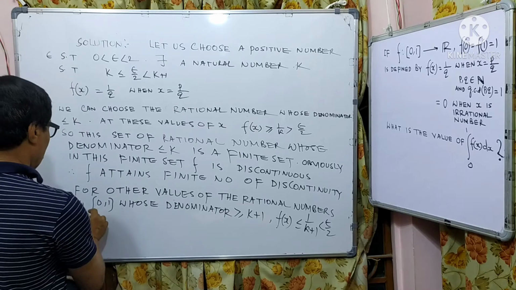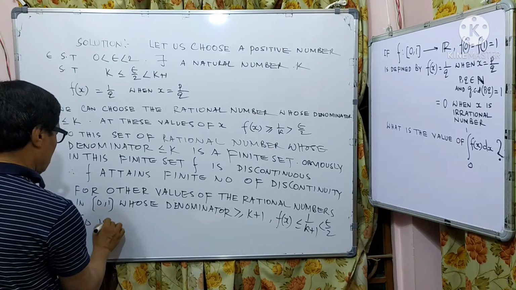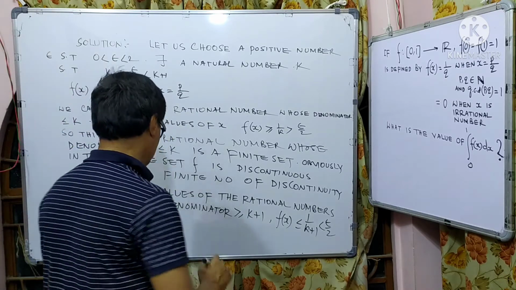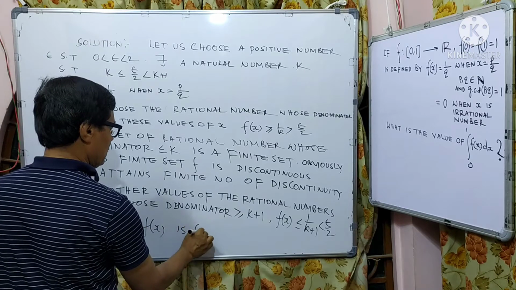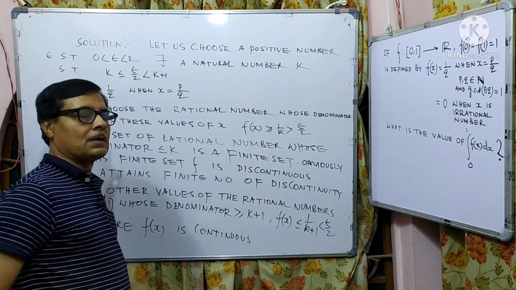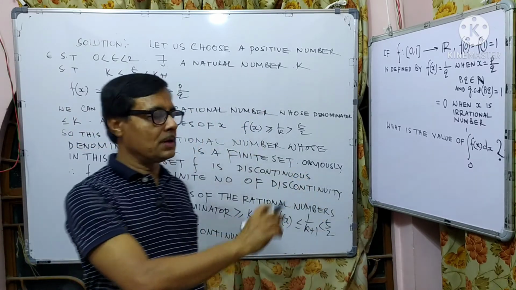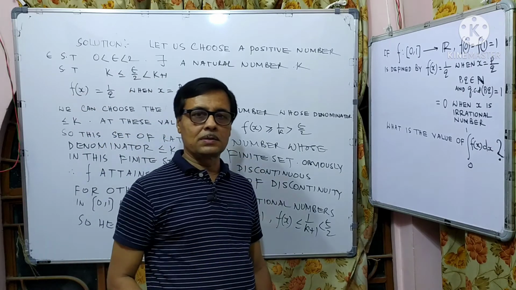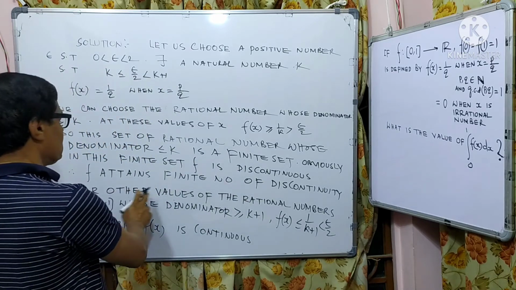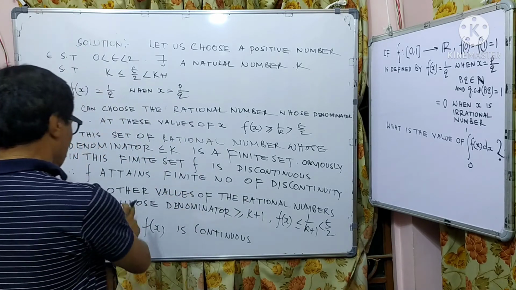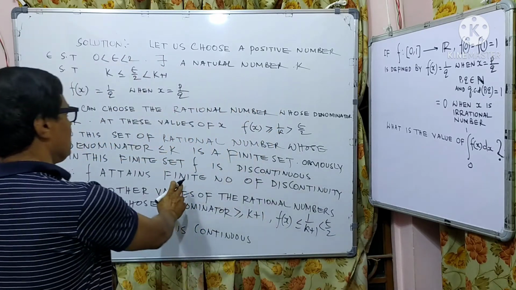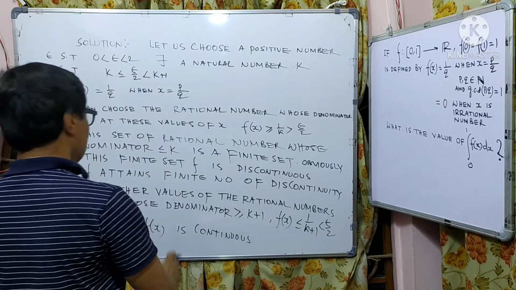So here f(x) is continuous, because f(x) is always less than an arbitrary number, epsilon over 2. So we can say f(x) is continuous here, on this set of rational numbers whose denominator is greater than or equal to k plus 1. Also, this set is an infinite set.